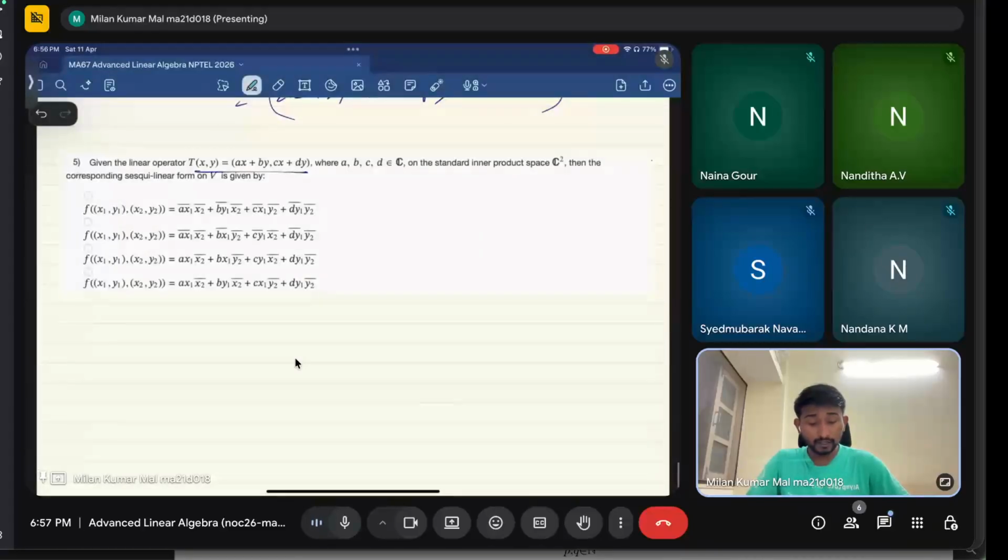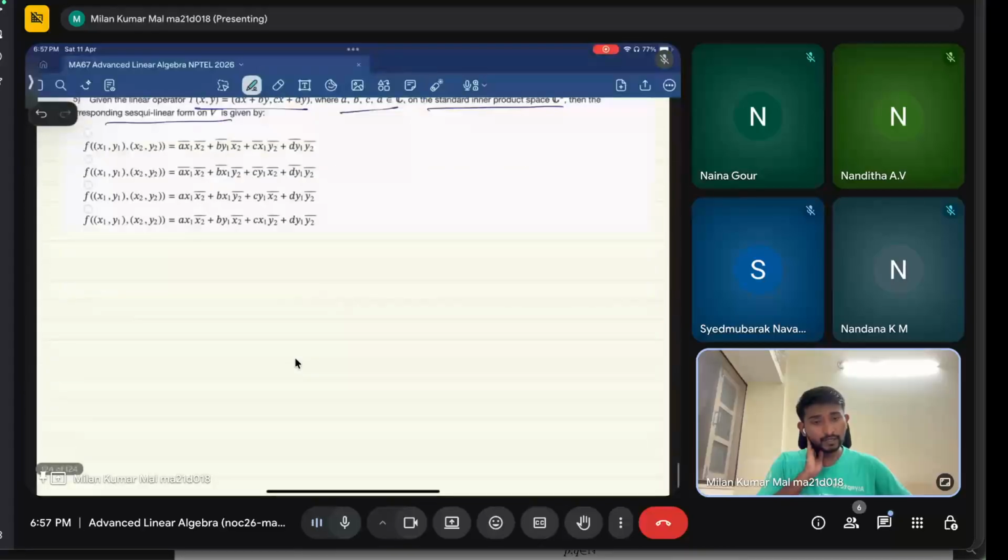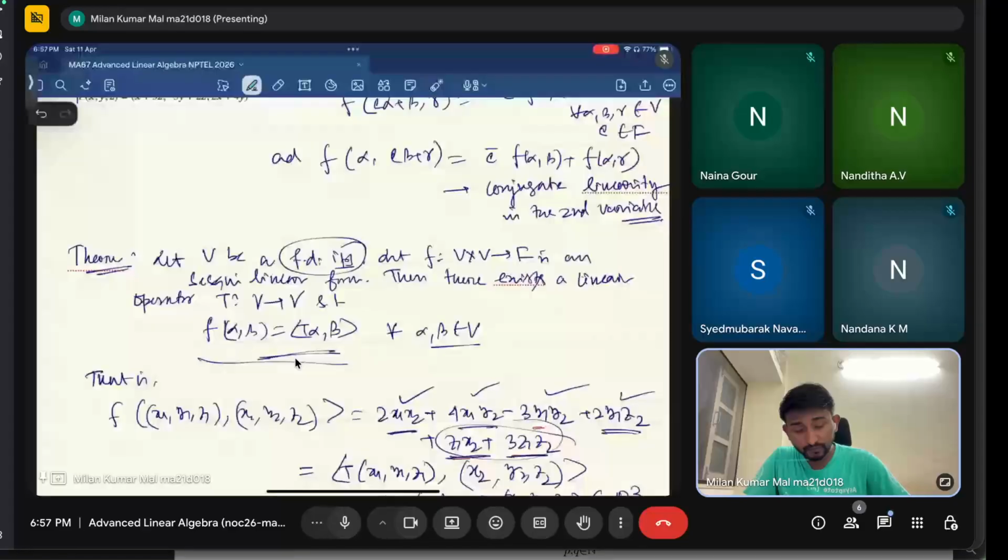If you remember, last time I stated a theorem: if you have a sesqui-linear form f from V cross V to F, then there exists a linear operator T from V to V such that f of (alpha, beta) is equal to the inner product of T alpha with beta for all alpha, beta belonging to V. On the other hand, let V be an inner product space over some field F, and let T be a linear operator from V to V.